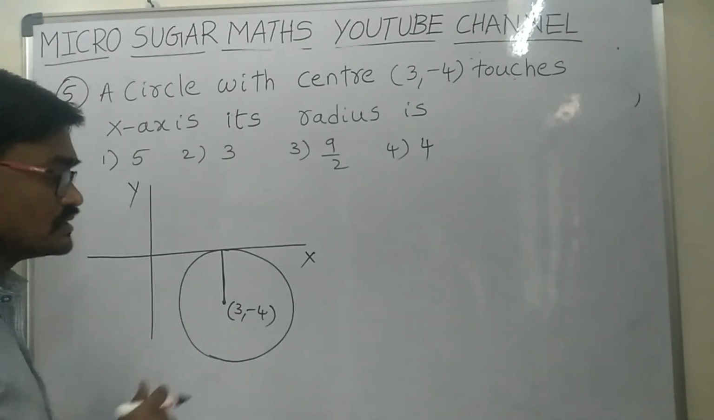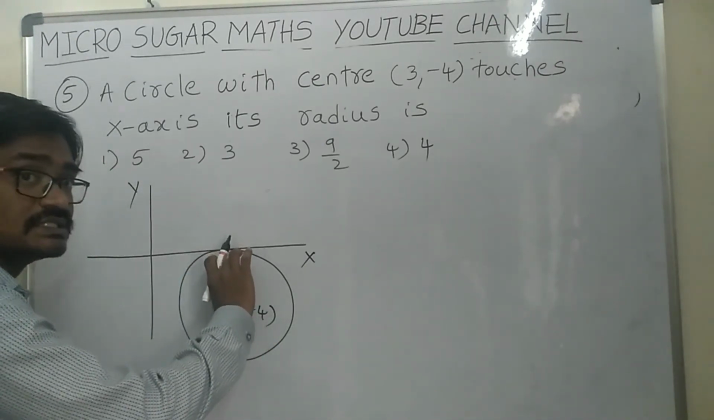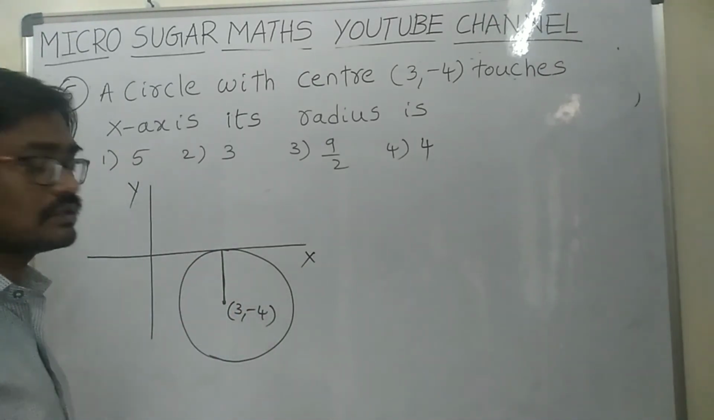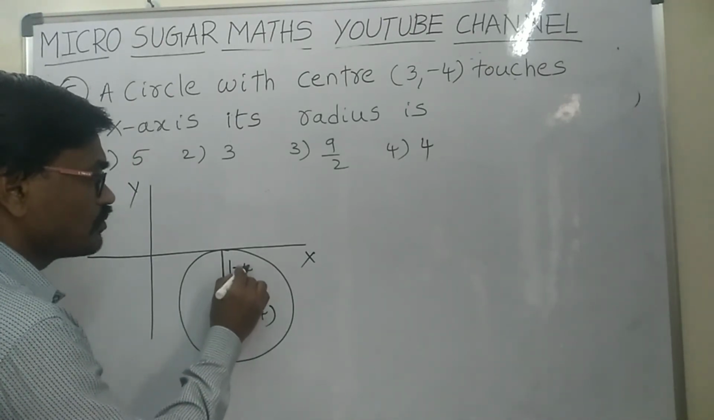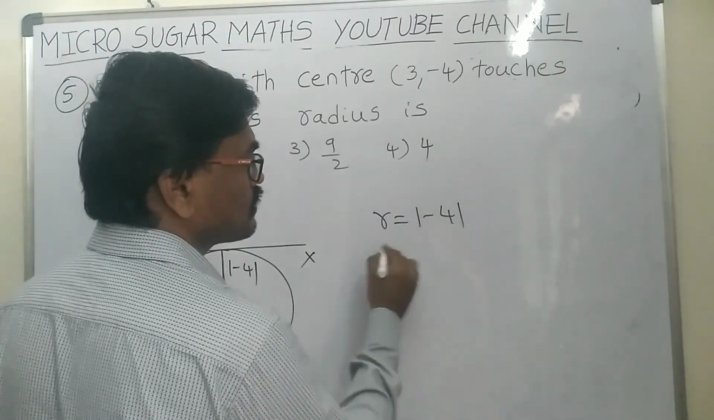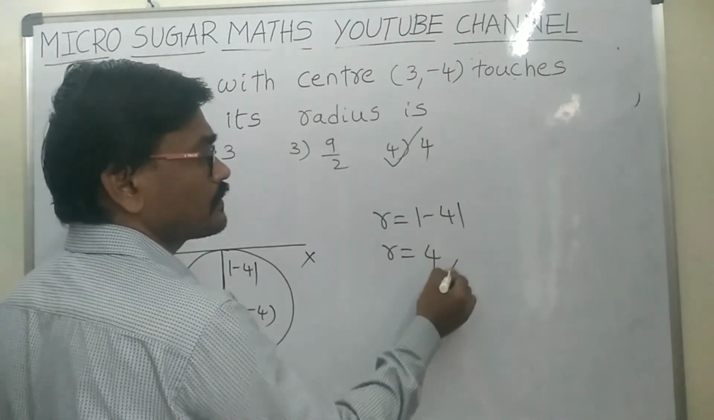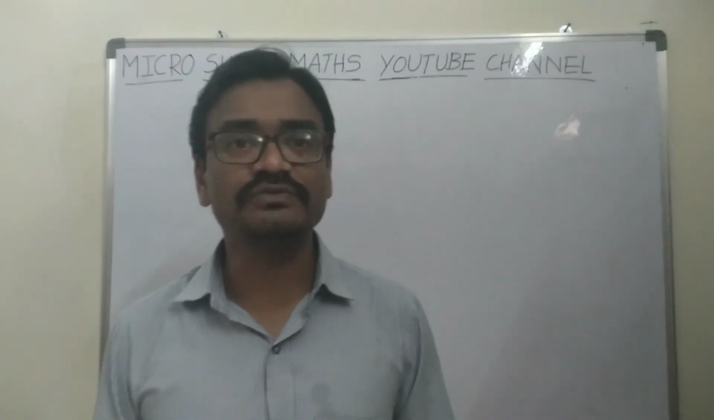Ordinate. What is your ordinate? Minus 4. But this distance is positive, students. That's why it is modulus of minus 4. Therefore our radius is modulus of minus 4. Our required radius is 4, students. Fourth option.